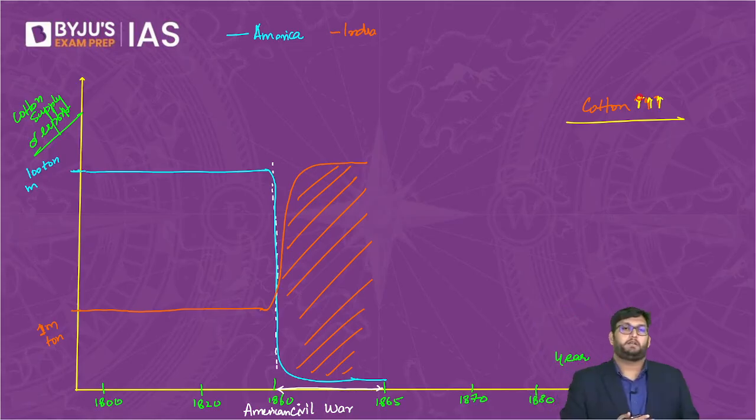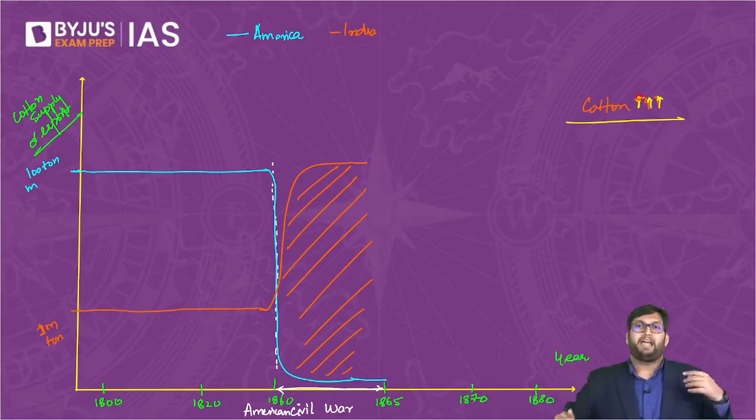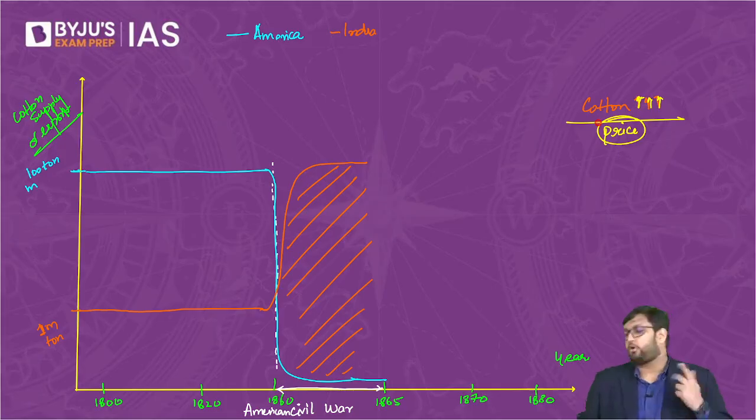And if cotton prices are going to get extremely high, as a peasant, would I like to grow cotton? Yes or no? If I was producing some random crop and the price of cotton becomes 10 times, I would like to grow cotton.